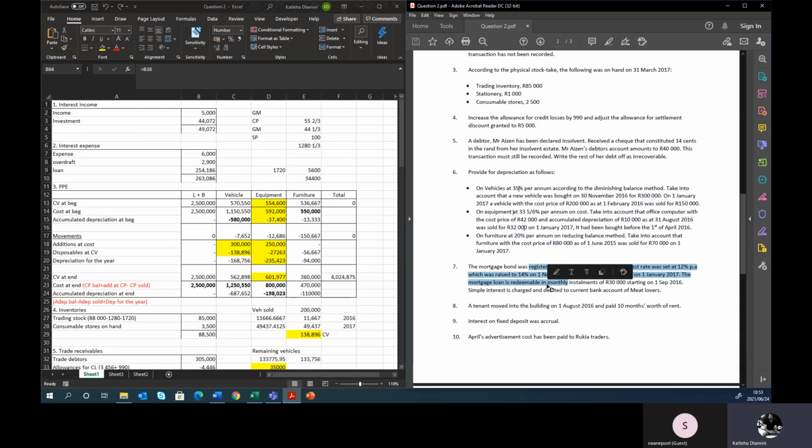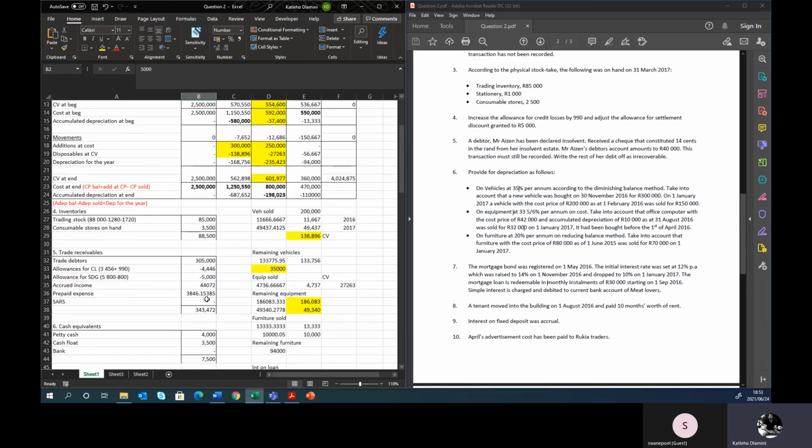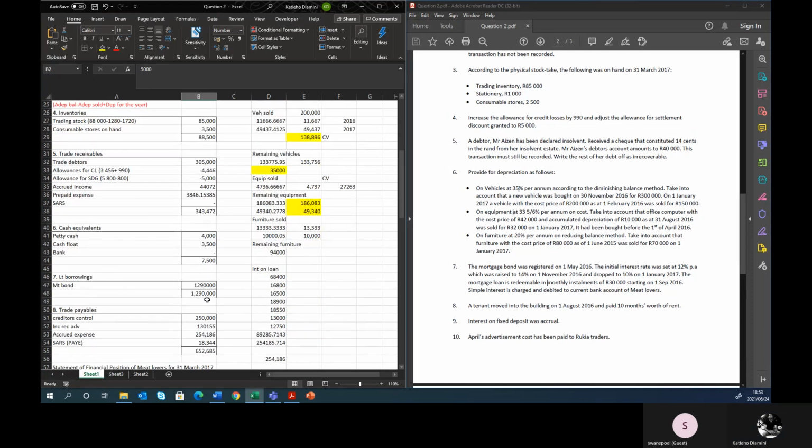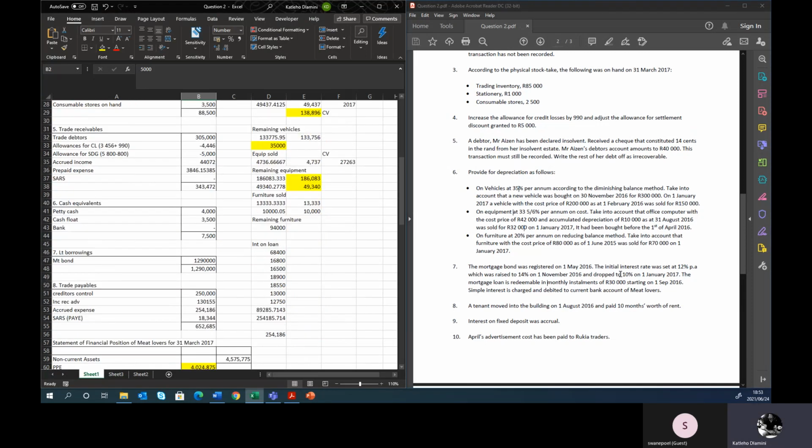This one is going to take too long. Okay, this is what I'm going to do. I'm going to skip everything. I know it's bad. You would have gotten these amounts elsewhere. I'm not going to skip it. On the 1st of May 20.6, interest rate was set at 12% per annum, which is raised to 14% per annum on the 1st of November and was dropped to 10%.